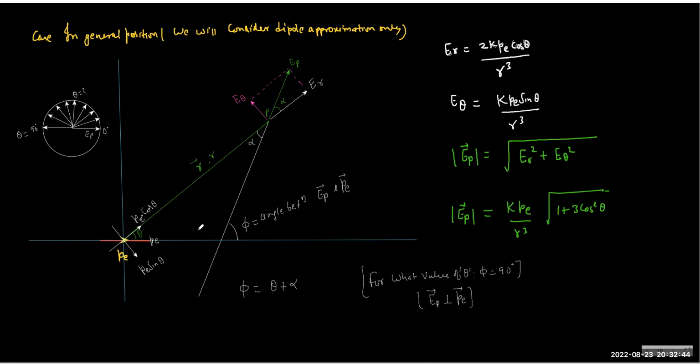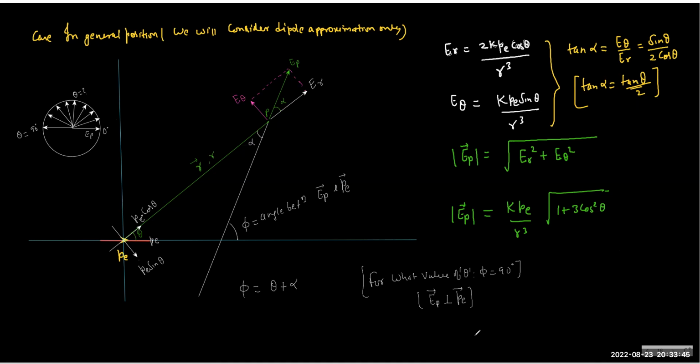Okay. So one part which I simply missed intentionally, that we can find the alpha actually from here. What is tan alpha? E theta by ER. And if you divide E theta by ER, you can see KP by R cube will cancel out. What you get is sine theta by 2 cos theta. Basically, alpha depends on theta directly by this relation. So alpha is a known term. It's not unknown. So given angle alpha, we know theta. Given theta, we know alpha. This is known to us.